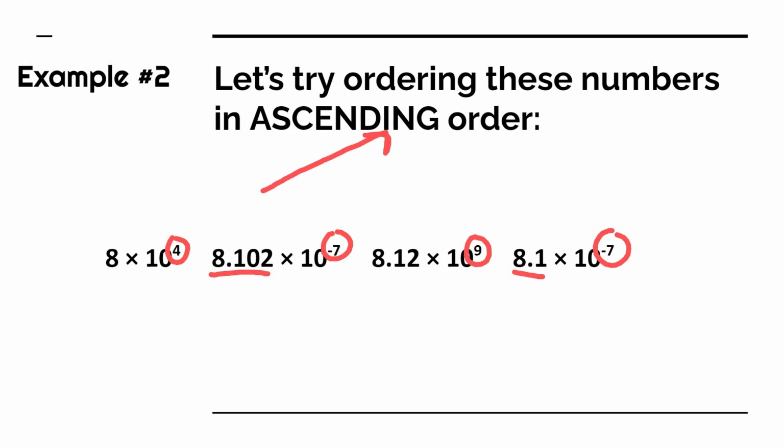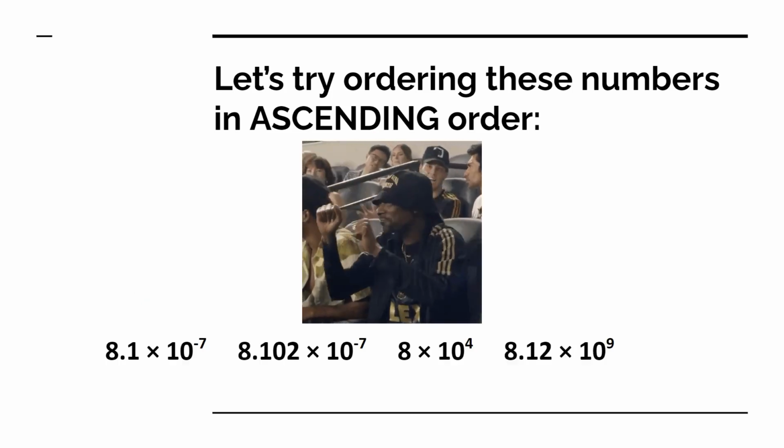Well, hold on. We're going in ascending, so we're going from smallest. I'm looking for the smallest one first. 8.1 is the smaller one out of those two numbers, so this one right here is going to be my first option. Since this one is also the same exponent and there's no other ones, this one has to be my second option. Next, between 4 and 9, which one is smaller? 4 is, so this is going to be third. And then this one right here is going to be fourth. All I'm looking at is the exponent. If the exponents are the same, I'm looking at the coefficient.